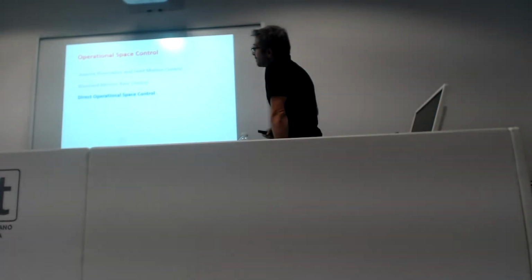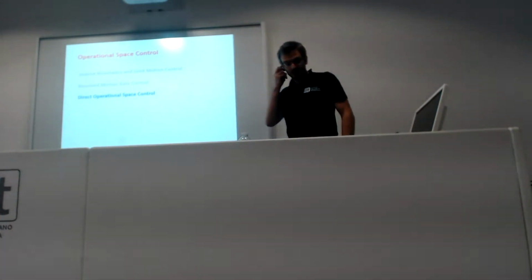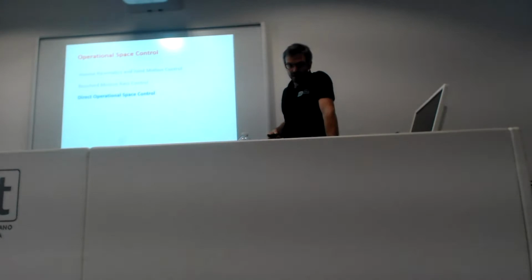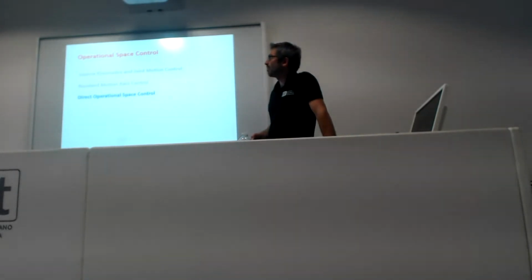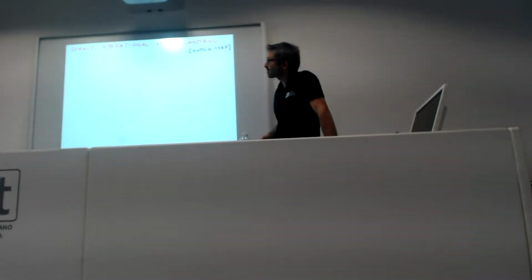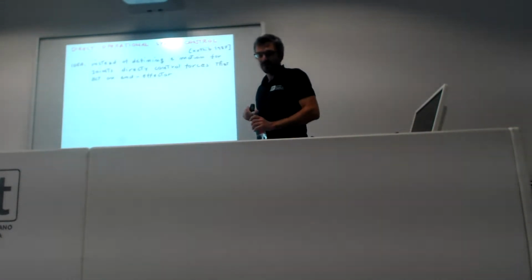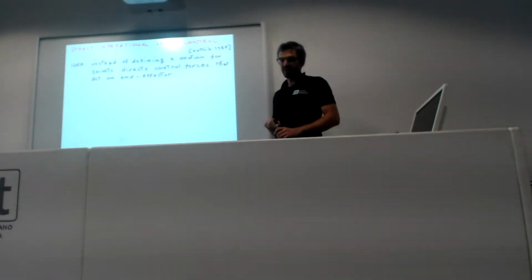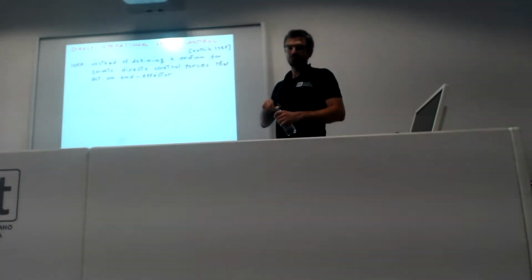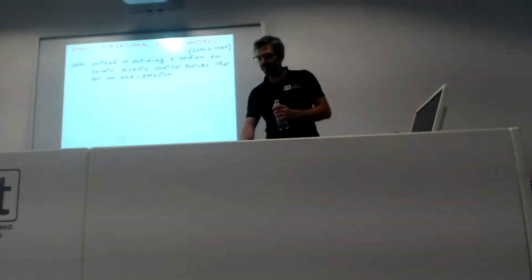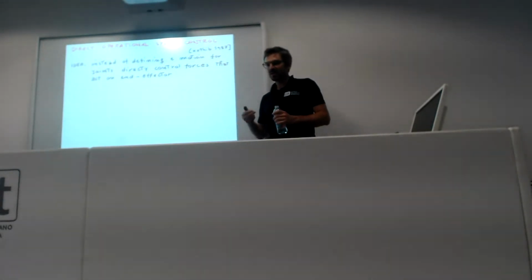The solution to this problem dates back to 1987, and is the work of Osama Khatib of direct operational space control. And the idea of Khatib was that instead of defining a motion for the joints, directly control the forces that act on the end effector. So let's write the dynamics not at the joint level, but at the end effector level.